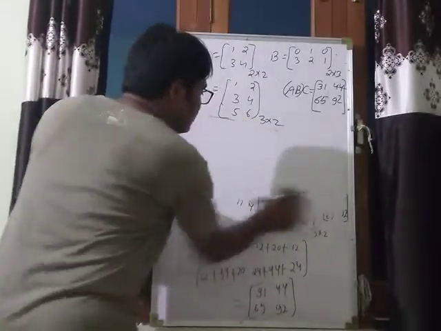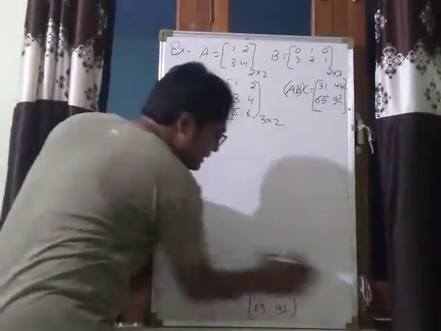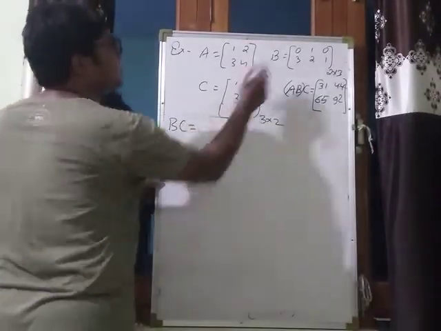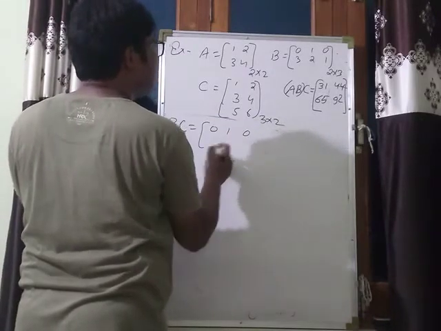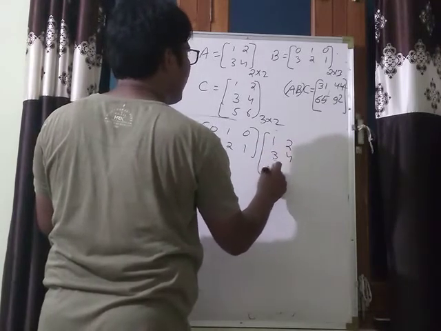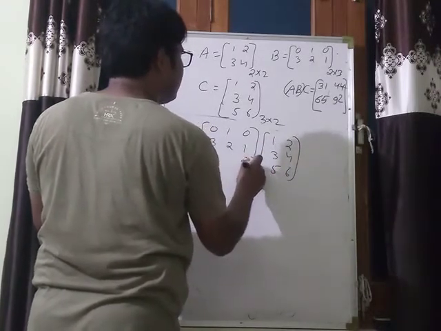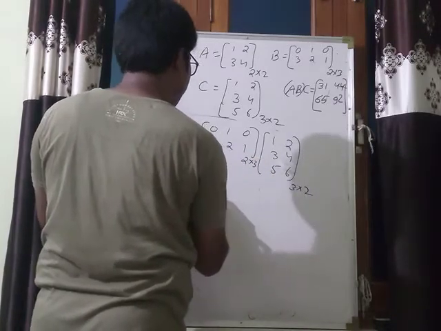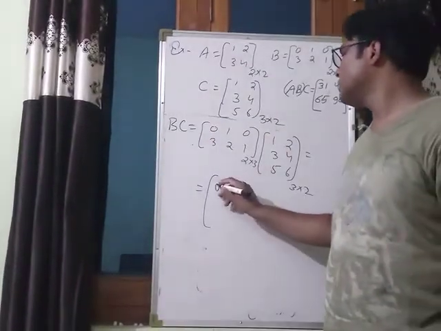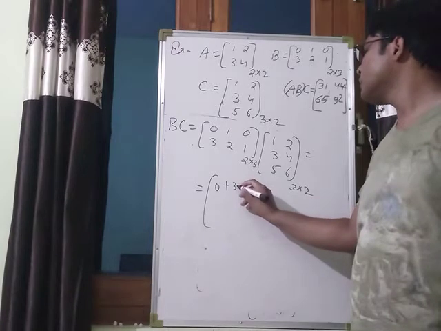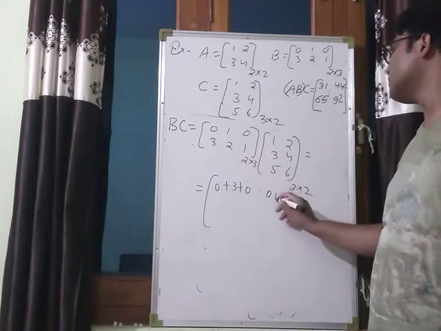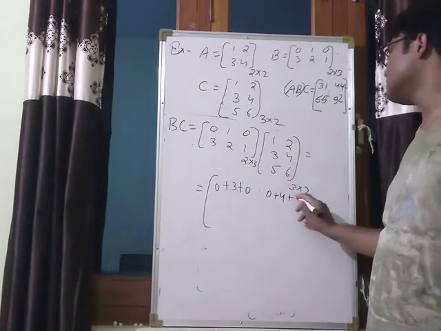A into BC. For that, first of all, we have to find out BC. See, BC. B is 0, 1, 0, 3, 2, 1, and C is 1, 2, 3, 4, 5, 6. B is of order 2 by 3 and C is of order 3 by 2. What we have is 0 into 1, 0, plus 1 into 3, 3, plus 0 into 5, 0. 0 into 2, 0, 1 into 4, 4, 0 into 6, 0.